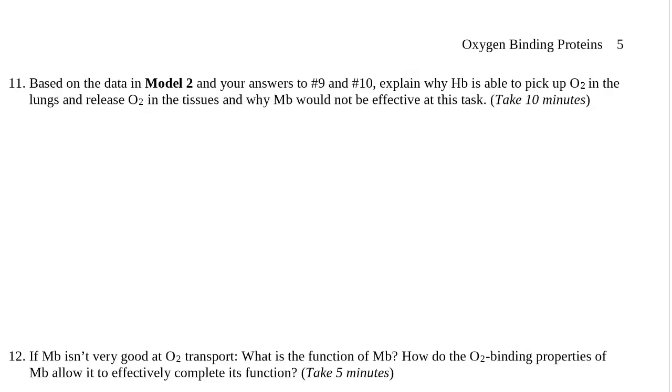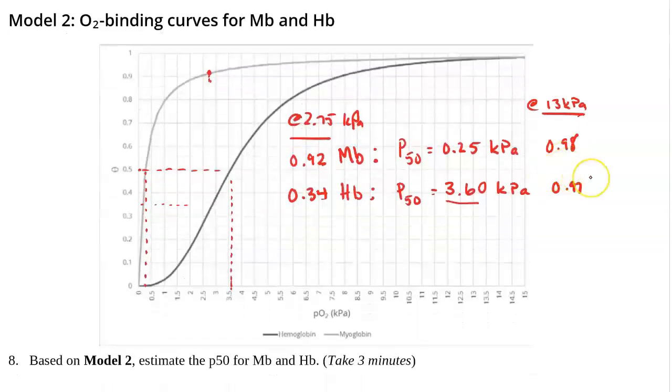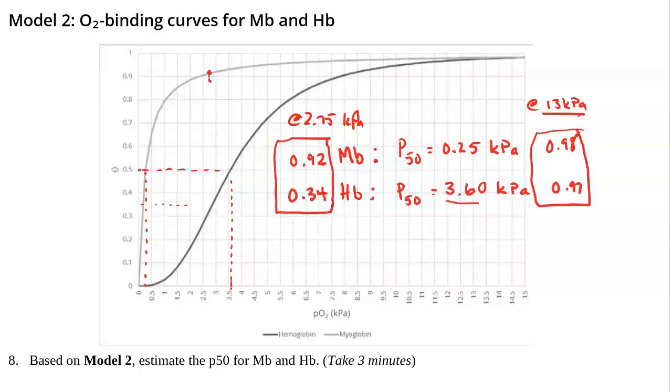That says take 10 minutes. So give yourself some time, and during that time, you're looking at this graph, and you're looking at these answers that you gave. That you said in the lungs, you have these fractional saturations for myoglobin and hemoglobin, and in the tissues, you have these values. So I'm just going to leave it on this screen, but on your paper, write yourself an answer to why hemoglobin is able to pick up oxygen in the lungs and deliver it to the tissues, but myoglobin would be unable to do that solely based on this data. Pause the video and write yourself a good answer.